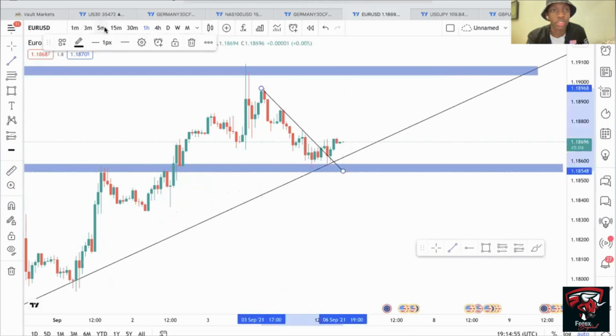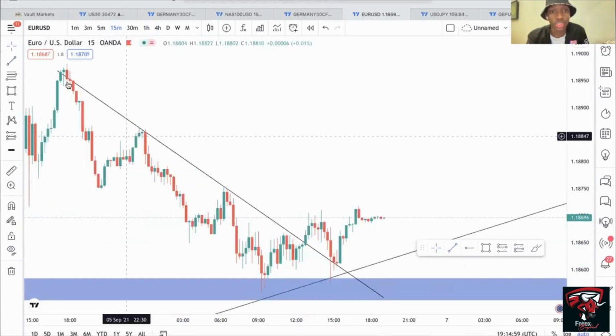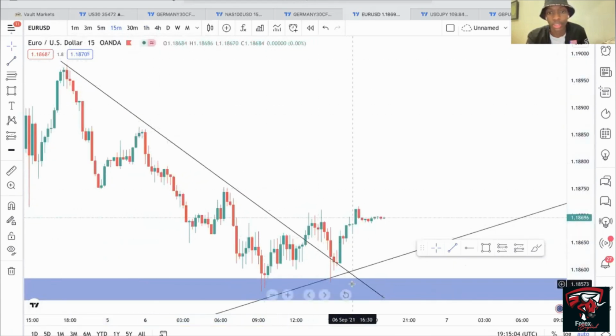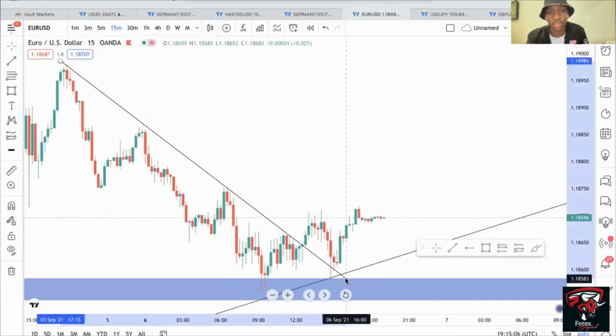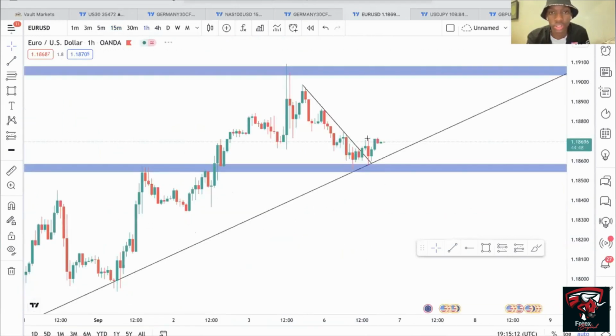This one's a proper one, guys. Breakouts, retest. This is too proper. EUR/USD, too proper. Buys are valid right now in EUR/USD.